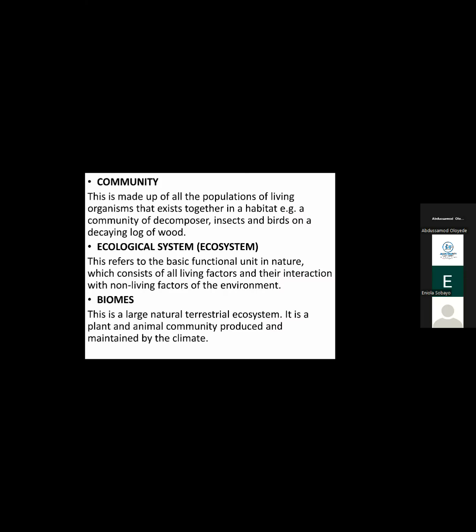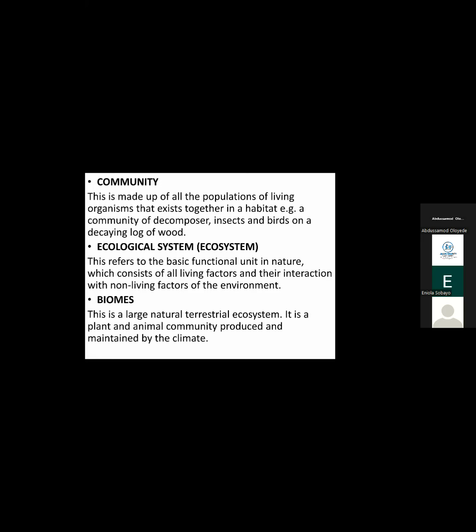Now let's move to community. There's a difference between population and community. A population refers to the total number of organisms of the same species, while community refers to all organisms living together and existing together in a habitat. That's community. For example, we have a community of insects, community of pets, community of wolves, community of dogs, so different like that. So we can have different communities in a place.